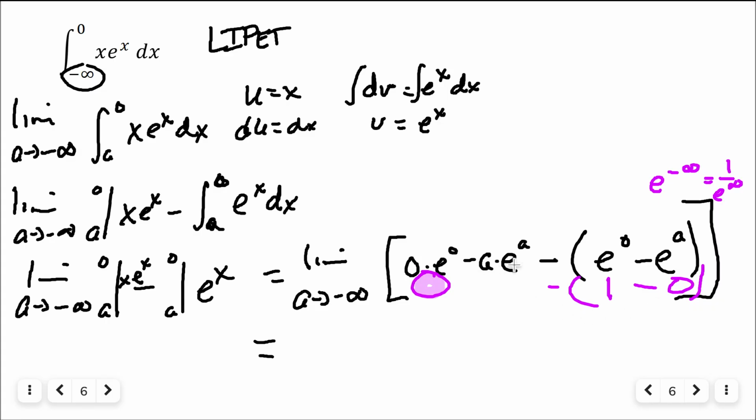So now the only question is a e to the a. So let's do that over here. I want to find the limit as a goes to negative infinity of a e to the a. So if I were to substitute that in, that would be negative infinity times e to the negative infinity. So e to the negative infinity, if I put that back on the bottom, that would be negative infinity over infinity, right? So let's write it here.